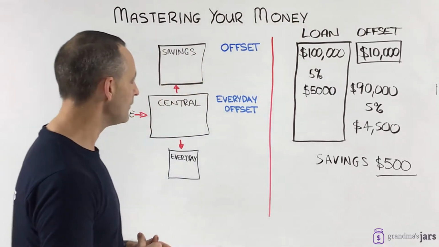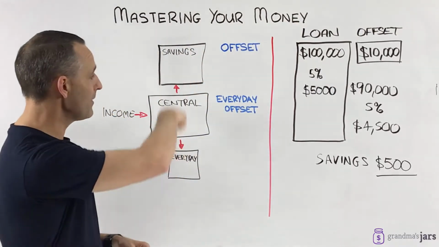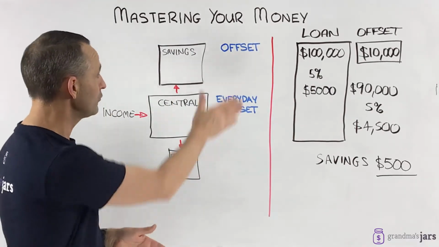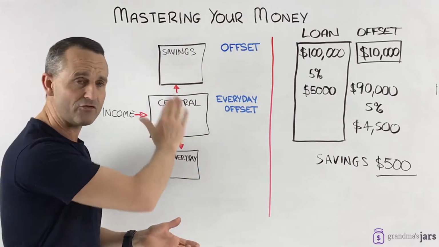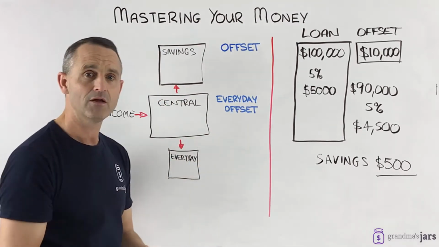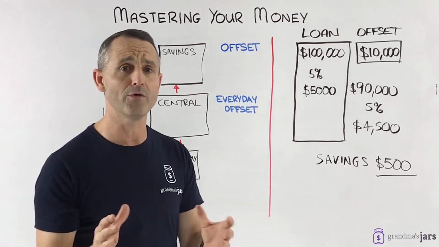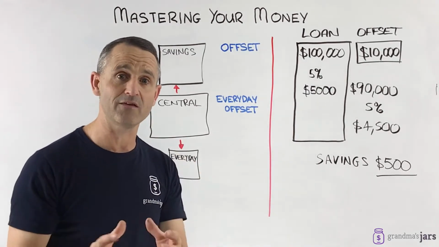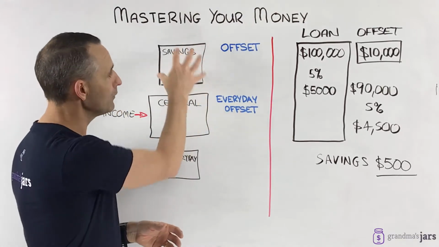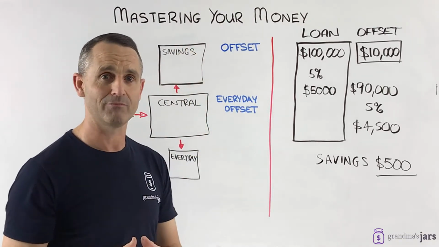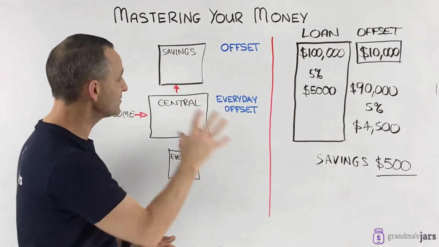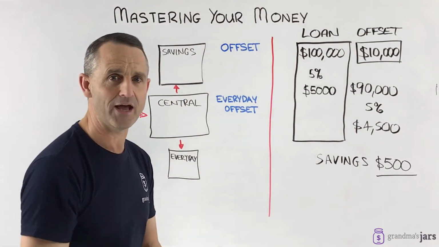So, if we have a look here, here is the bank account structure that I recommended to you in the previous video. I talked to you about having a savings account, a central account, and an everyday account. If you are a home owner, then what you need to be looking for when you speak to the banks is an offset account. So with your savings, you just want a standard offset, and with your central account, you want an everyday offset.